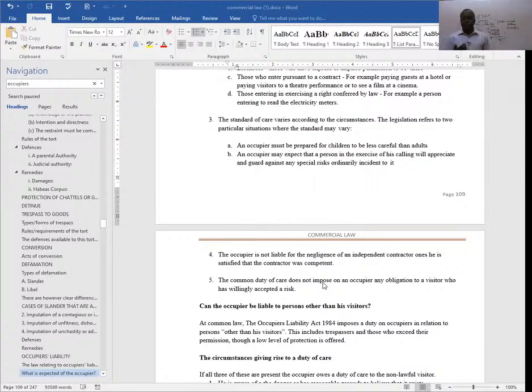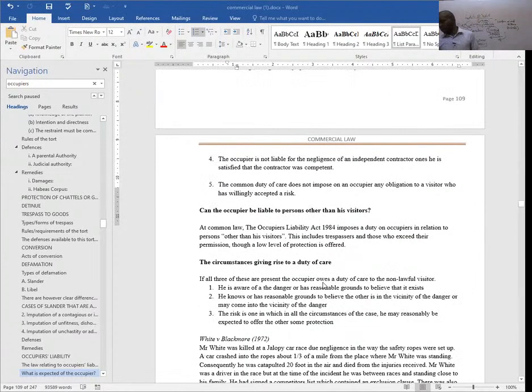So on failure to do so, this particular owner, or basically the occupier of that particular property, can be held responsible under what we call a tort known as occupiers liability. He has failed in his responsibility with regard to those who are visiting his or her premises or property.